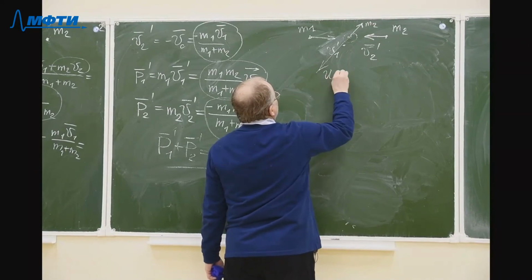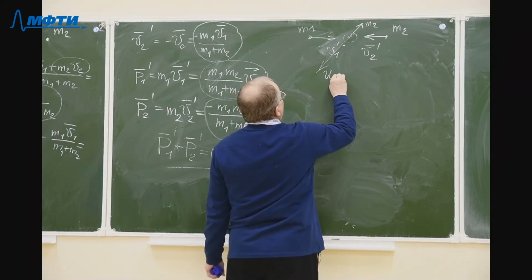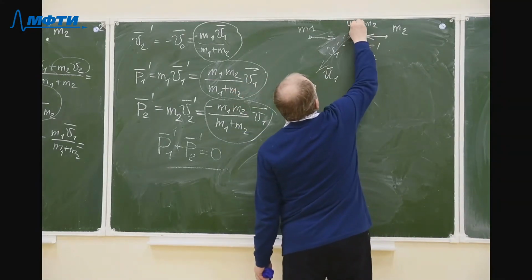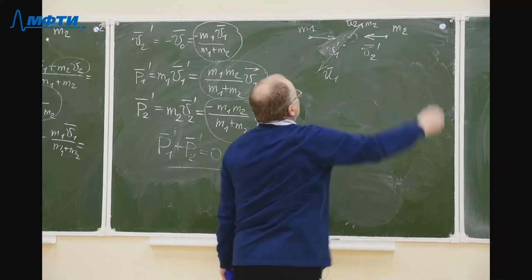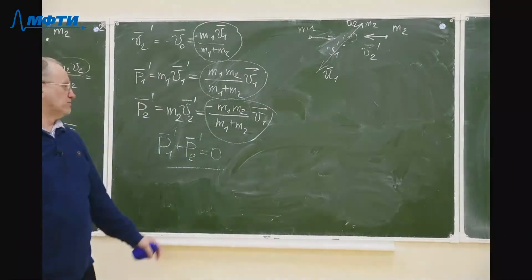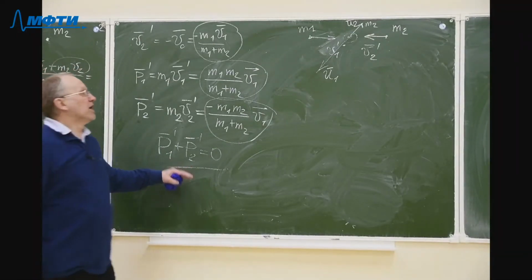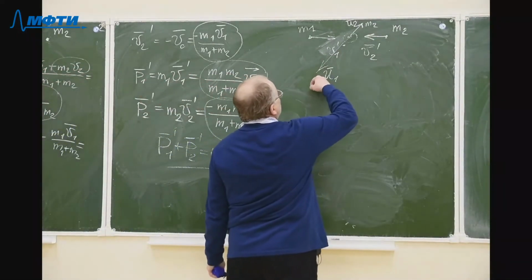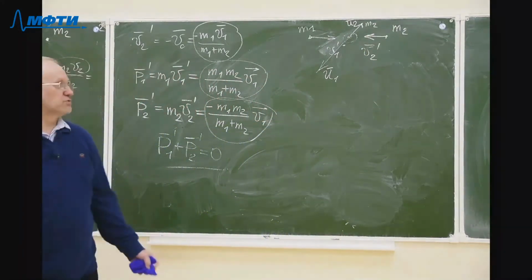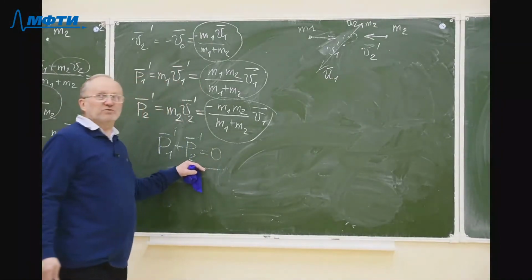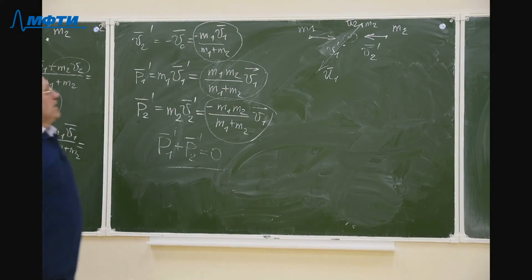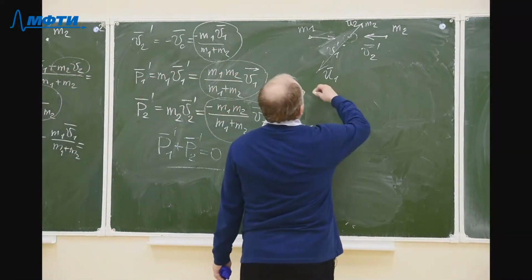So that will be the velocity of the first particle after the collision, and that will be the velocity of the second particle after the collision. We know that these velocities are oppositely directed for sure because of the law of conservation of momentum. And we know that the momentum of the first particle will be equal to the momentum of the second particle after the collision, because total momentum must be 0, because it was 0 before the collision. Okay, so the total momentum is 0.